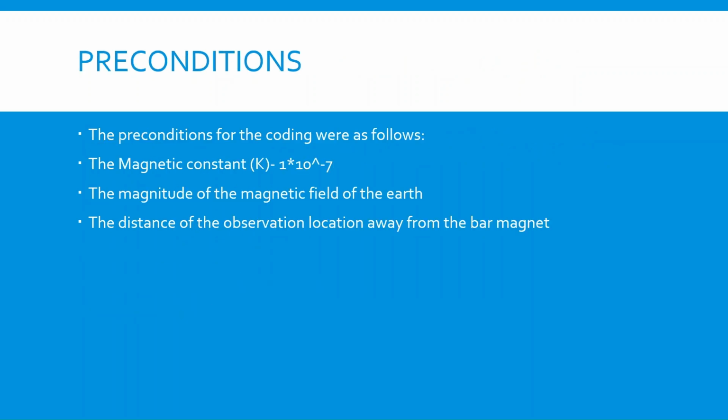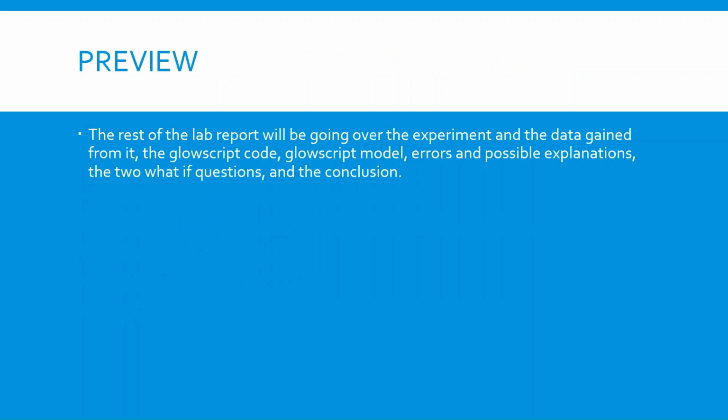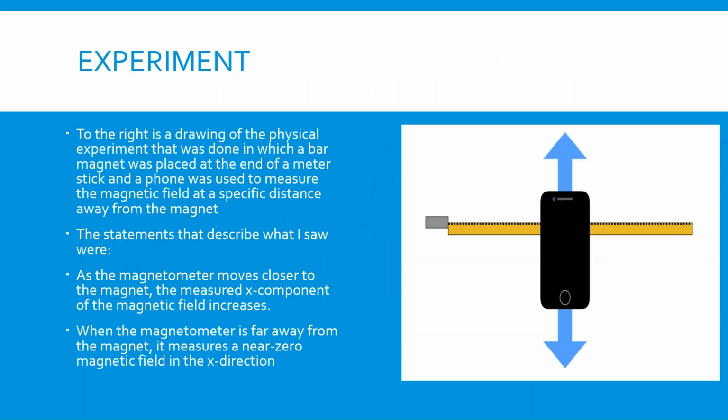Preconditions. The preconditions for the lab coding were as follows: the magnetic constant K, 1 times 10 to the negative 7, the magnitude of the magnetic field of the Earth, and the distance of the observation location away from the bar magnet. Preview. The rest of the lab report will be going over the experiment and the data gained from it, the GlowScript code, GlowScript model, errors and possible explanations, the 2 what-if questions, and the conclusion.